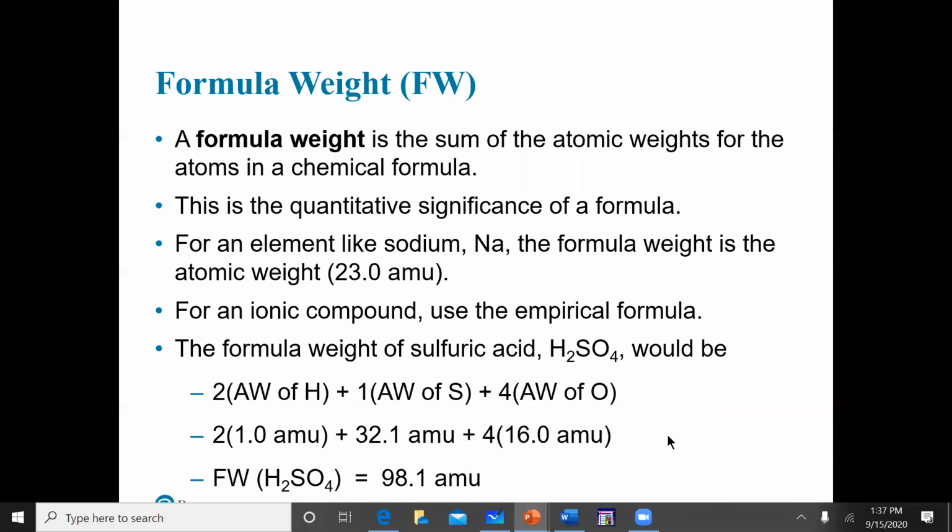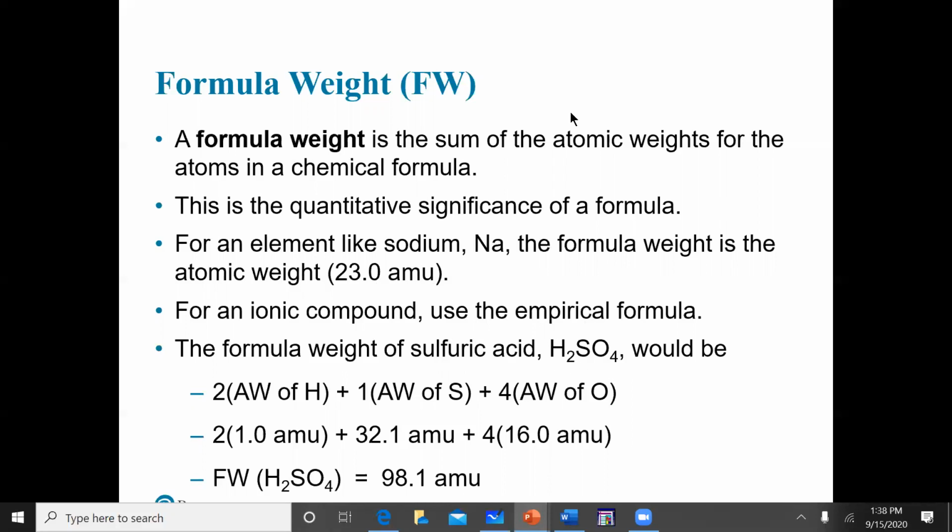Okay, so formula weight. This is kind of different from what we've been talking about, but formula weight is the mass that a formula has with all of its elements added together. So when you look at the periodic chart, right, let's say we're looking at sodium, the formula weight for that thing is 23.0 AMUs.